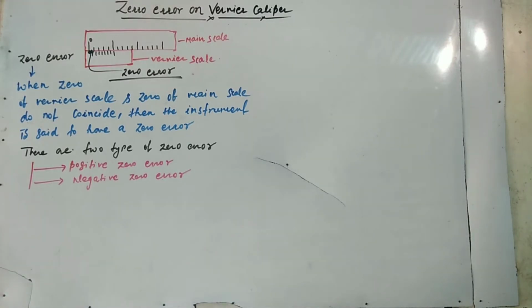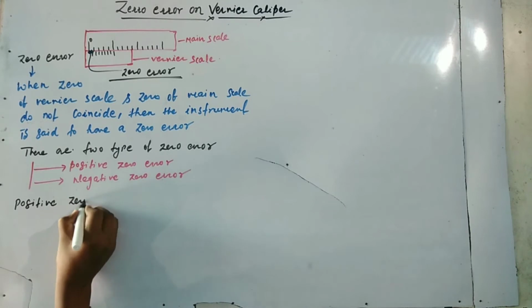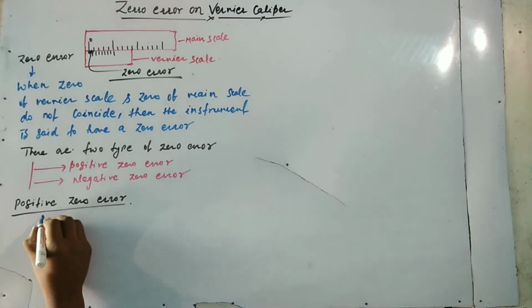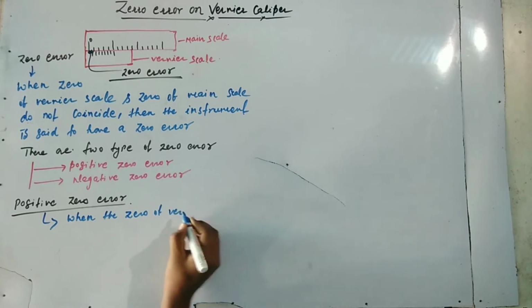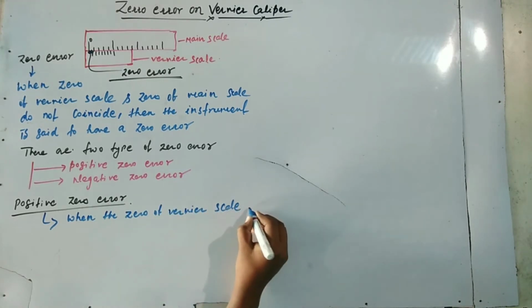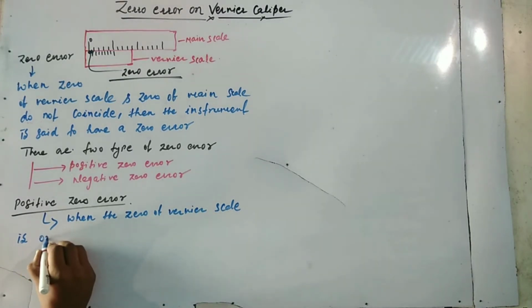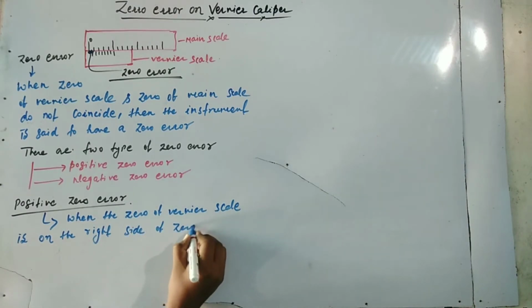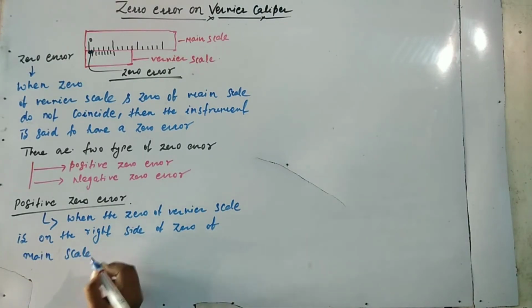Positive zero error means when the zero of the vernier scale is on the right side of the zero of the main scale, it is called positive zero error. It means the main scale 0 starts before the vernier scale 0. When the 0 of the vernier scale is on the right side of the 0 of the main scale, it is called positive zero error.